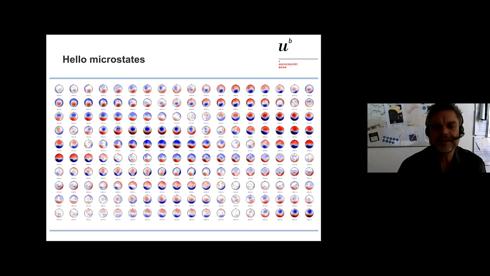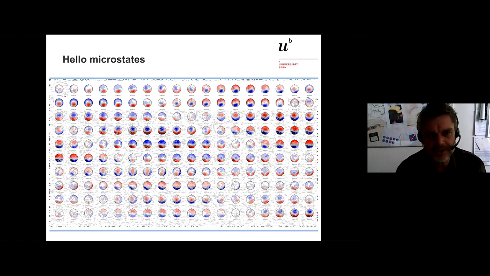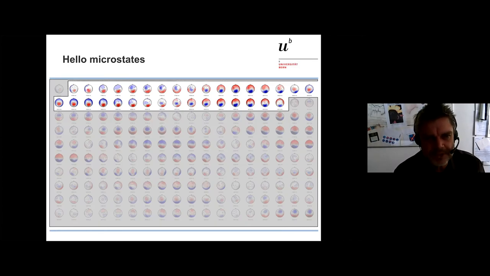We keep seeing periods of time where the whole scalp field is dominated by one configuration. I just point this out here. This would be, for example, what we now call a microstate: the same configuration that just changes in amplitude. It's getting stronger or weaker, and it's eventually changing in polarity. Things that have been positive become negative, and the other way around.